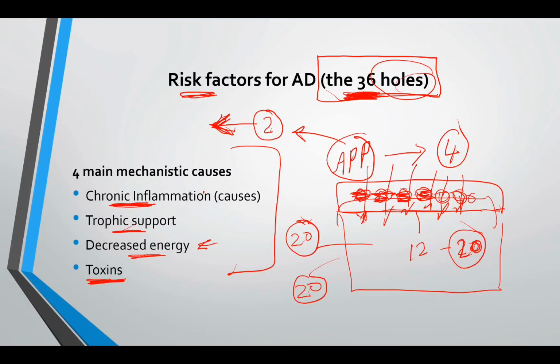And also, in order for this APP to shift from this side to this side, you don't have to treat all the 20 risk factors that you found out of 36. If you treat 10 or 12 out of these 20, this switch will shift to the good side. So you don't have to treat all the risk factors. You need to treat as much as you can from these risk factors.